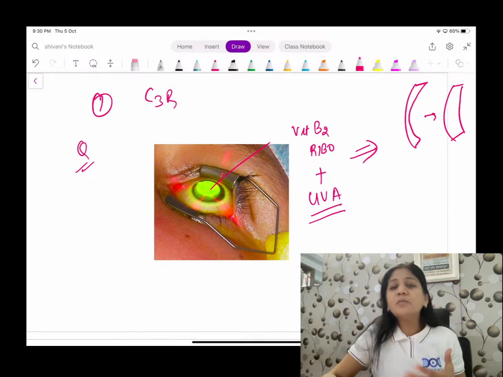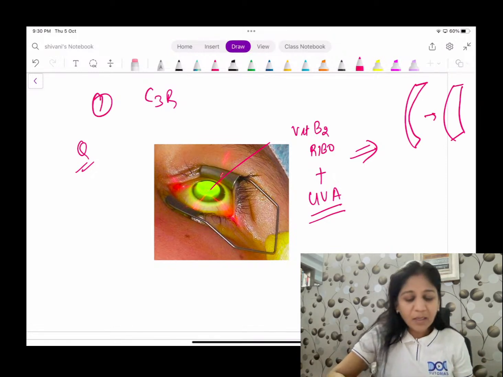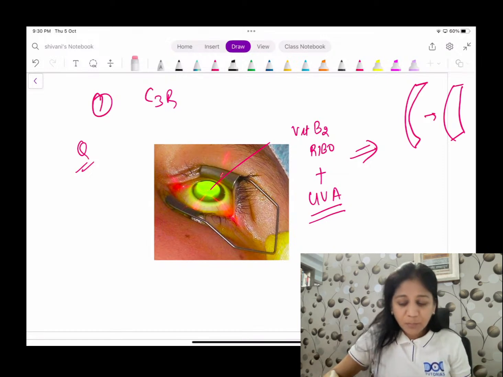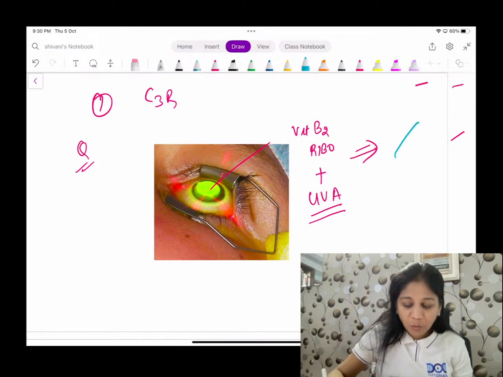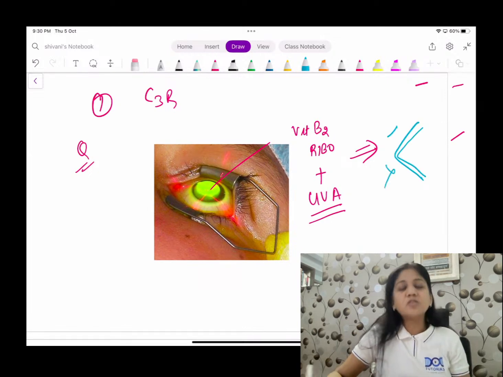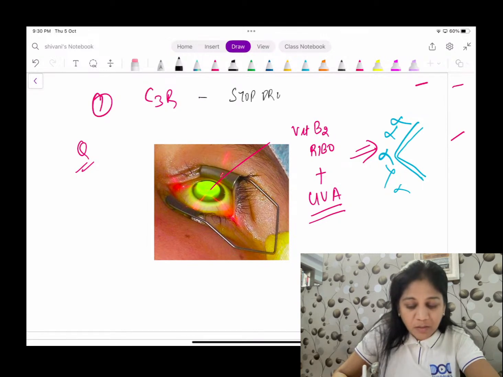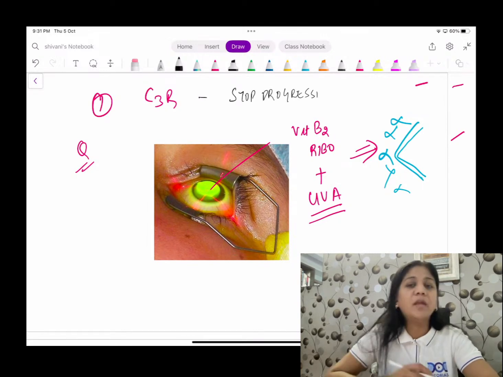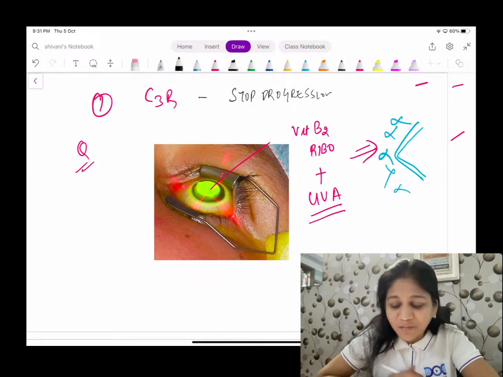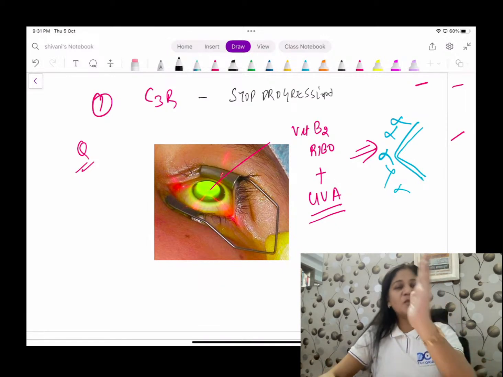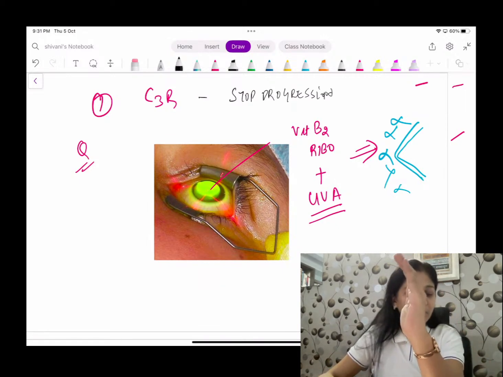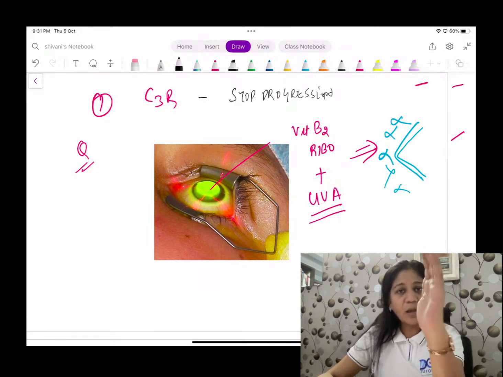So cornea will get more strength. Now when cornea gets more strength, the further progression of the conus is stopped. Understood, friends? So first of all, remember C3R is the treatment of choice for stopping the progression. So you stop the progression by making the cornea strengthen. So is it the end? No, it's not the end, because you want to make the cornea normal. You want to make the curvature come back to normal.